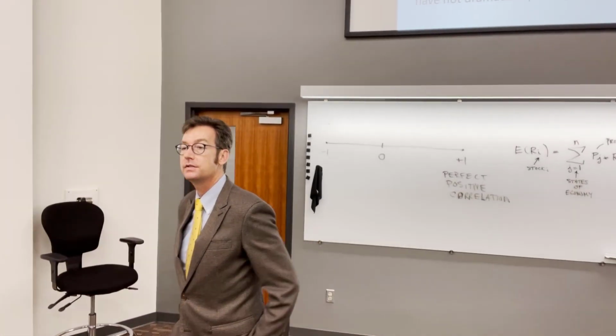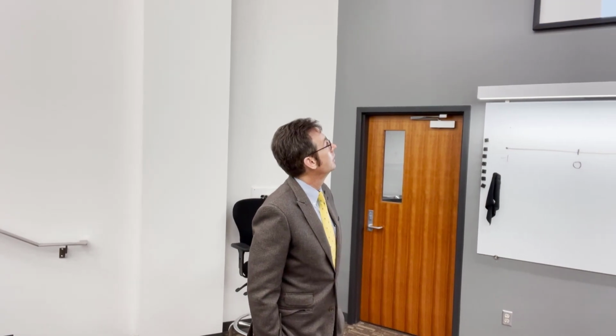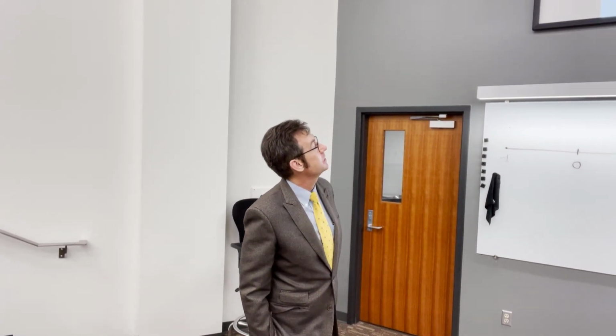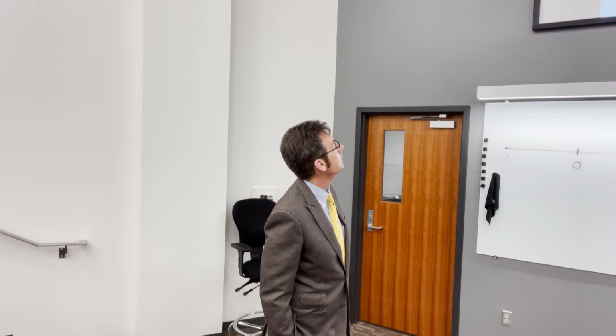0.6 times 15%, because the expected return on SuperTech was 15%. And then 0.4 times 10%. So 0.6 times 15% is 9%, 0.4 times 10% is 4%. What's 9 plus 4? I'm going to ask Mr. Ali. He's told me he can do this. What's 9 plus 4?